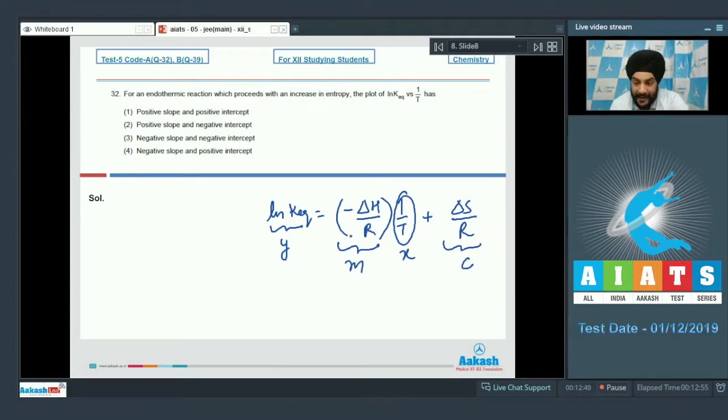So the slope value is given by minus delta H by R, and since the reaction is endothermic, students, the delta H value will be positive. So the slope will come out to be negative. And if we talk about delta S now, it is mentioned that the reaction proceeds with an increase in entropy, so delta S has to be positive. Delta S by R will also be positive and the intercept will come out to be positive. So the given plot is going to have a negative slope and a positive intercept. Looking at the options, we have to mark the correct answer as option 4. Let us look at the next question now.